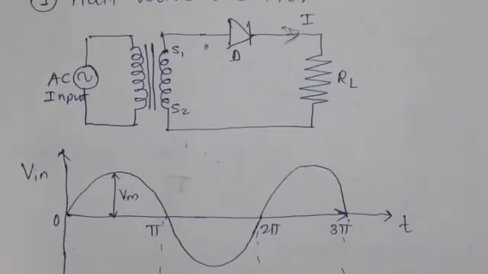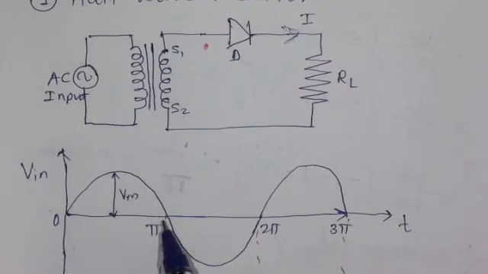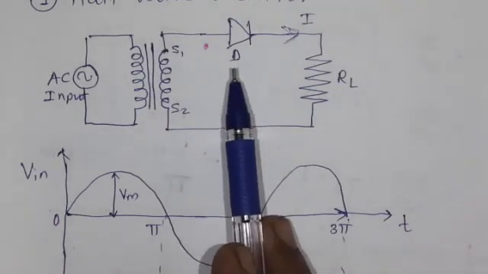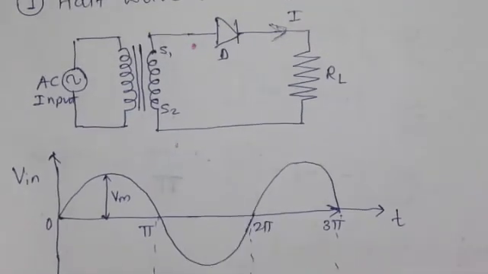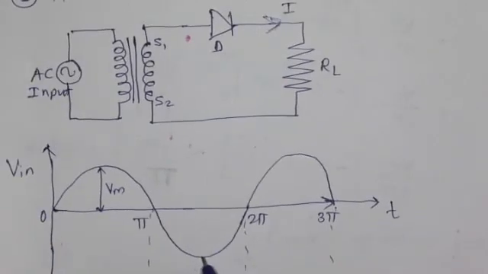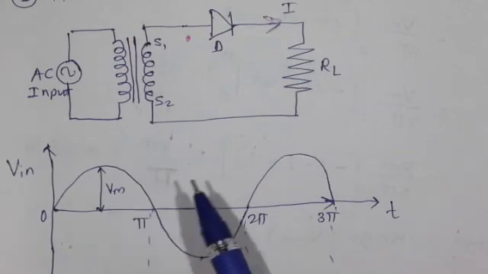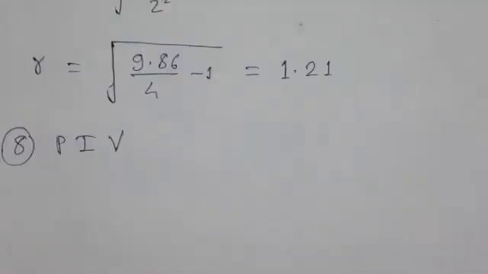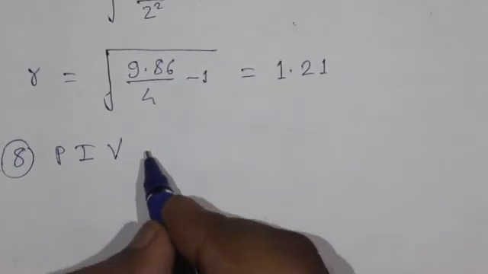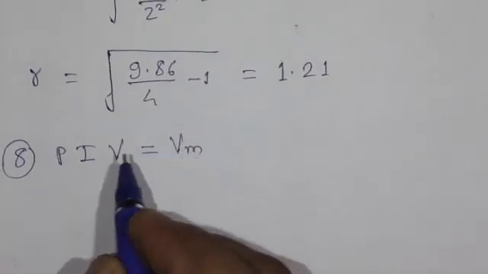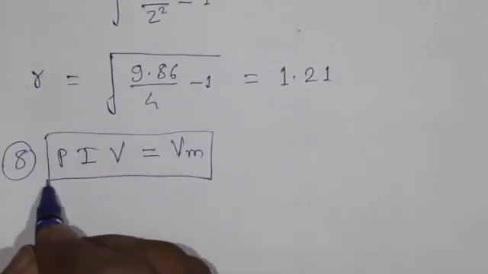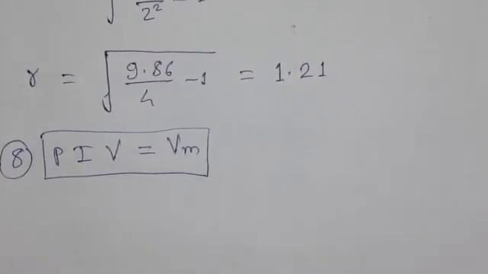Now for this case, what happens? During the positive half cycle, the diode conducts. During the negative half cycle, there is no conduction, which means the diode is in reverse bias condition. Now what is the maximum value? The maximum value for this case is from this value to this value, that is the peak voltage, which is nothing but Vm. So the peak inverse voltage for the half wave rectifier is Vm, and that value is measured when the diode is in reverse bias condition, because it has to sustain that voltage when the diode goes into reverse bias condition.